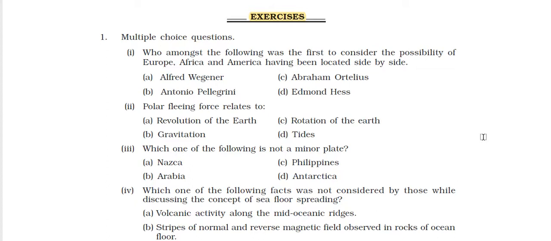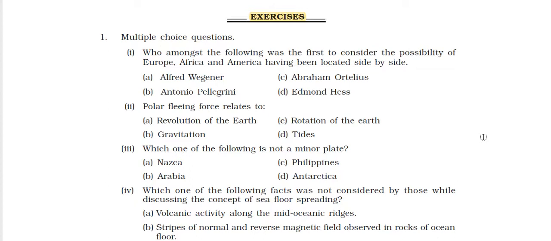Today we will discuss the question and answers, or you can say the exercise mentioned at the end of this chapter, that is the distribution of oceans and continents. I hope this chapter is clear to you. If you still have any doubt, don't worry, we will take that with the help of this question and answers. This question and answers will almost summarize the chapter which we have learned in our last week time.